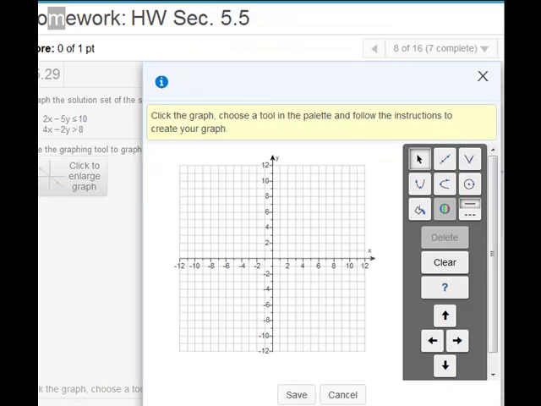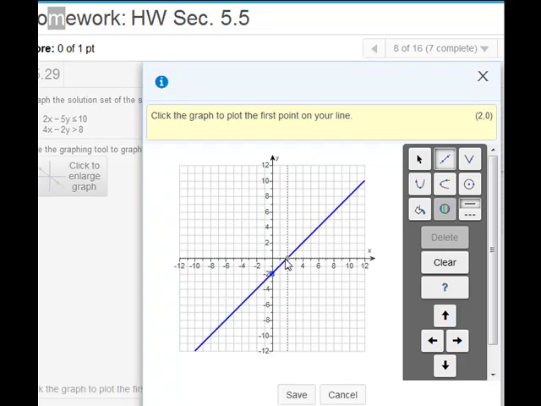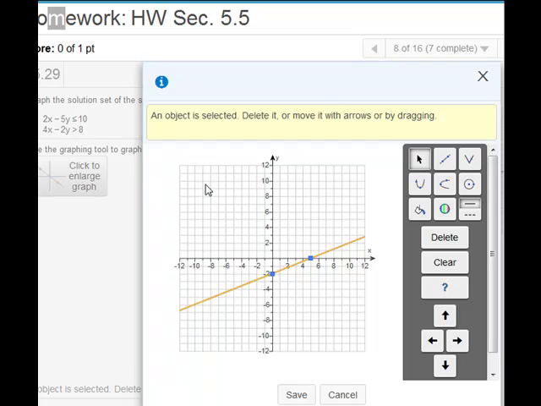So working from our paper, we're going to my math lab to do the same problem. And so my first inequality, it is going to be a solid line. So I choose solid. I choose my line tool. I have 0, -2 for a point. And I'm going up 2 and over 5. 1, 2, 1, 2, 3, 4, 5. Right, that's my first line.